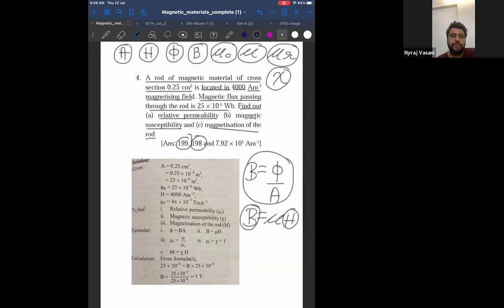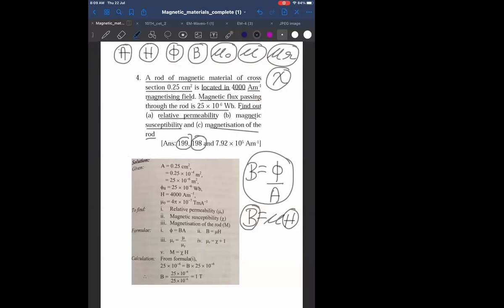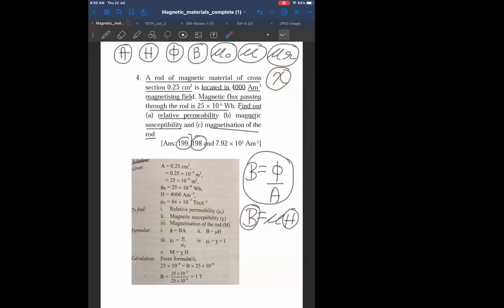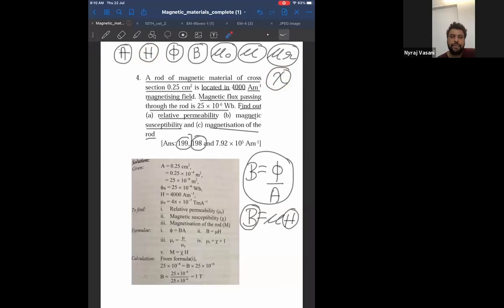So which formula can I use? Mu naught into M. Or can I use the basic formula for magnetization and susceptibility? Because susceptibility is also given. H is also given. Tell me, if H and susceptibility are given, how can you find out magnetization? Susceptibility is equal to M by H. Therefore, M is equal to susceptibility into H.